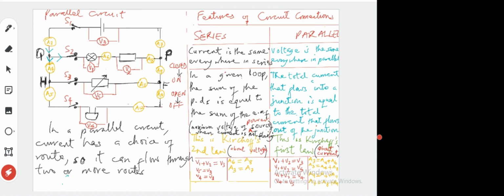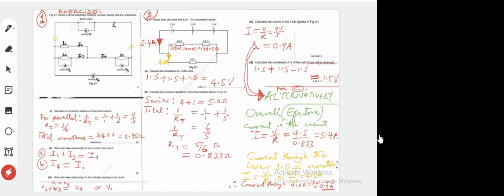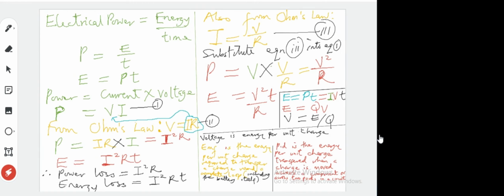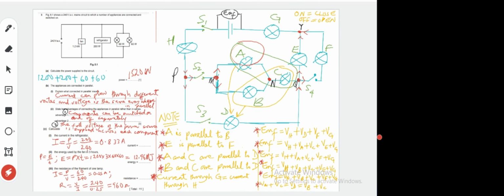Noted? Voltage is the same everywhere components are in parallel. In other words, the components that are in parallel have the same voltage across them. I told you that A is in parallel with B. The voltage across A must be the same as the voltage across B. Components in series have the same current through them.